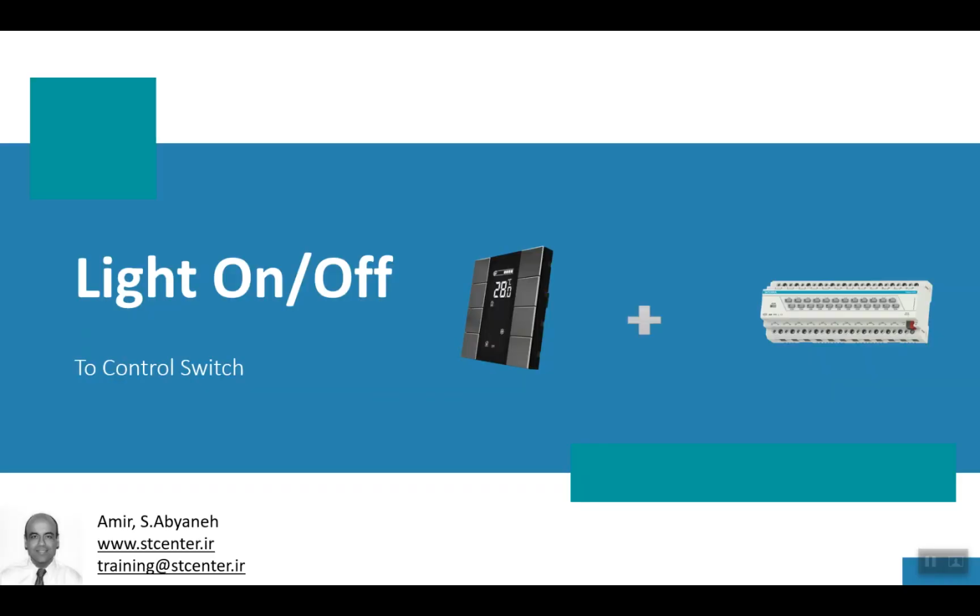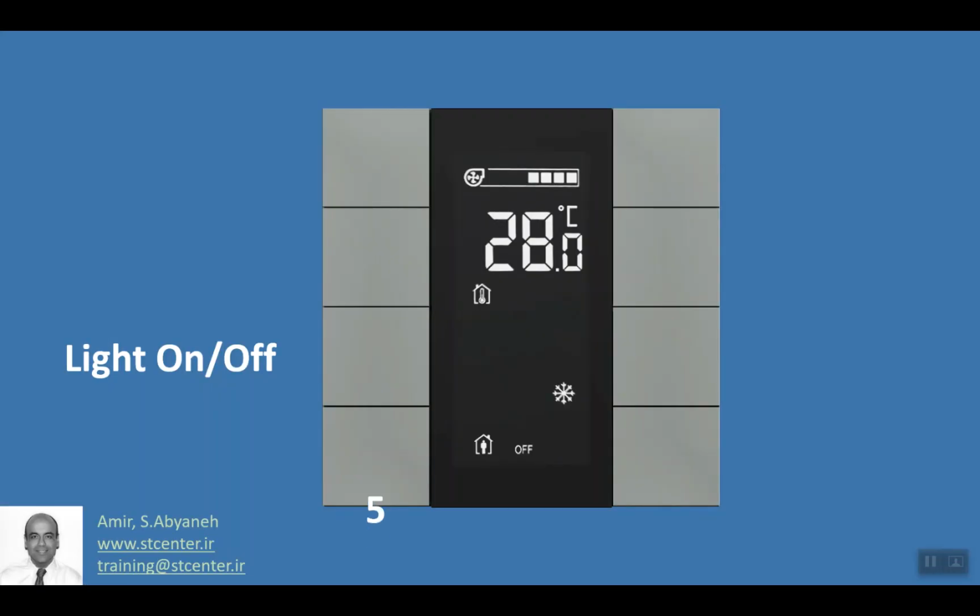As I told you, the goal of this training is to learn how to control switch and configure it in ETS. This is a keypad we have. We want to use the button number 5 to switch on and off the light.